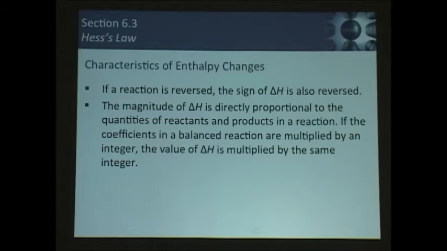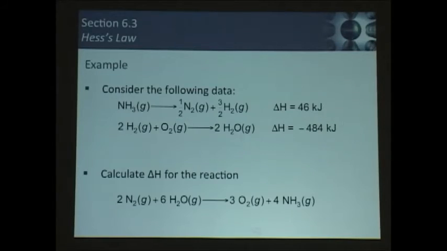So if the coefficients in a balanced equation are multiplied by an integer, the value of delta H must be multiplied. So when you multiply out the value of any coefficient to bring the equations to cancel out, then you have to do the same when you're dealing with the enthalpy. So let's look at an example for that.